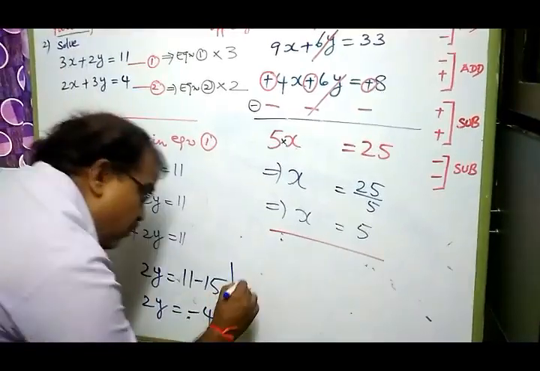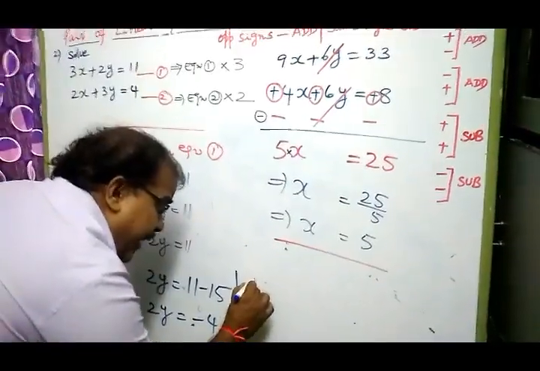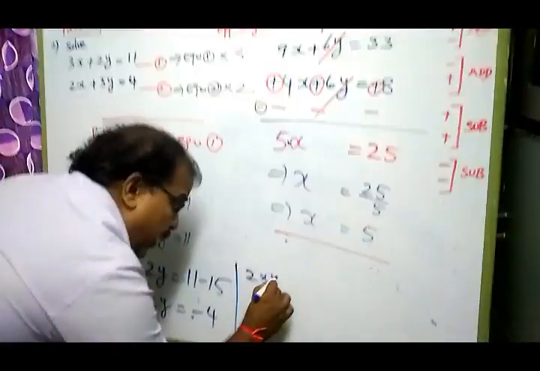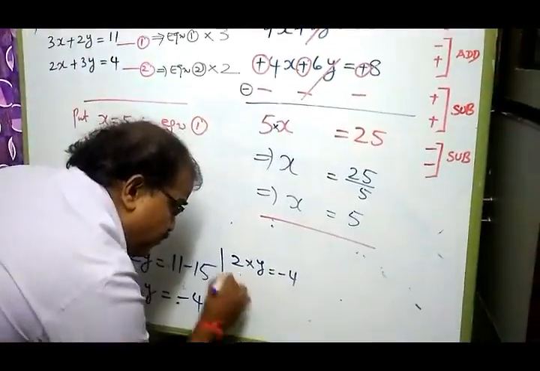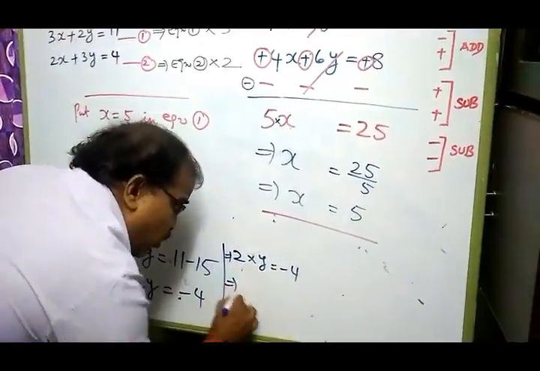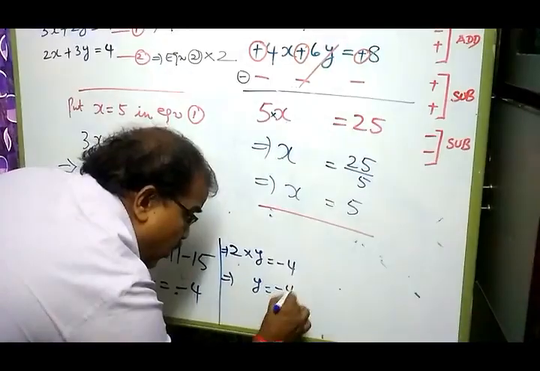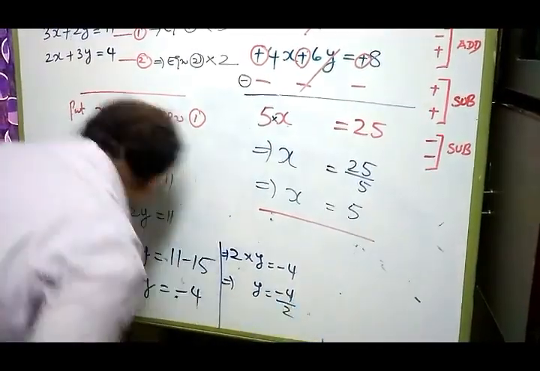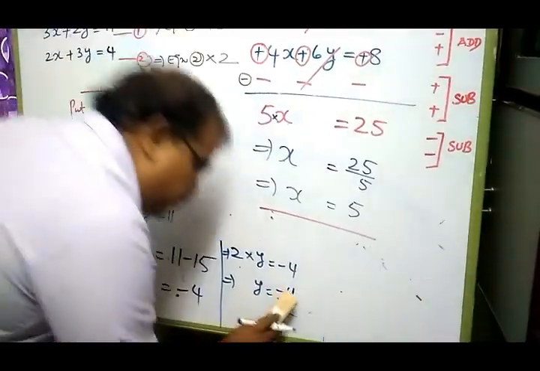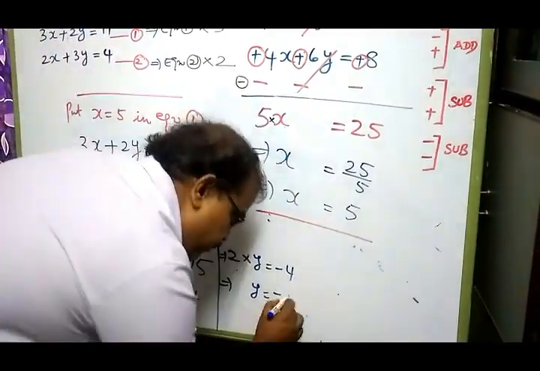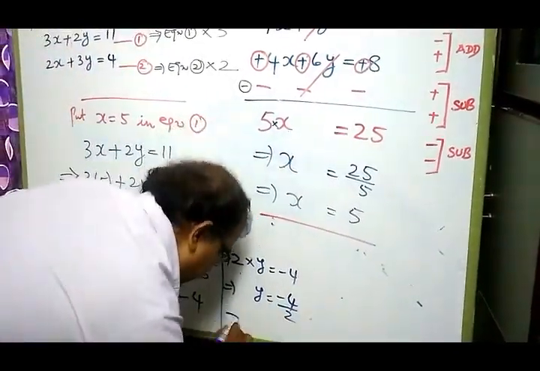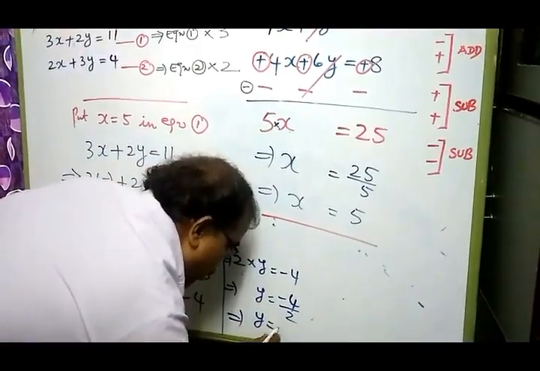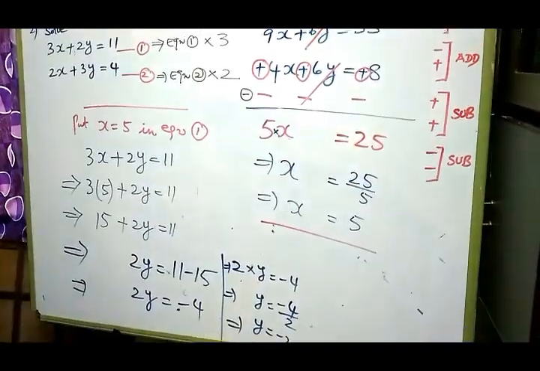That implies 2 into y is equal to minus 4. y is equal to minus 4 by 2. That implies y is equal to minus 2.